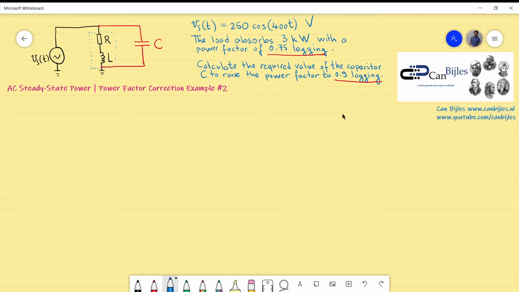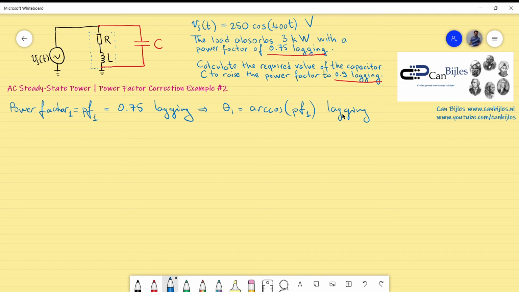The power factor, which is given by PF. For the first case, power factor 1 is 0.75. This will be lagging, as shown here. Now, if you translate this to the phase, theta 1, that will be the arc cosine of PF1, which will be lagging.